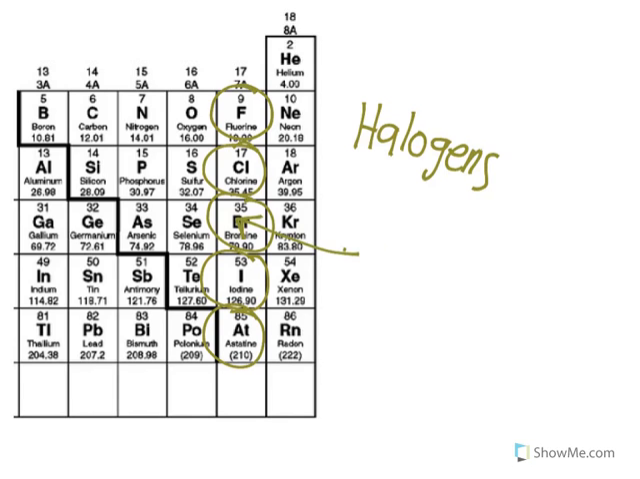So we can even write that right here so we remember. And then as you go down, iodine is actually a purple solid. So we have solids, liquids, and gases in our halogen group, which is very unique.